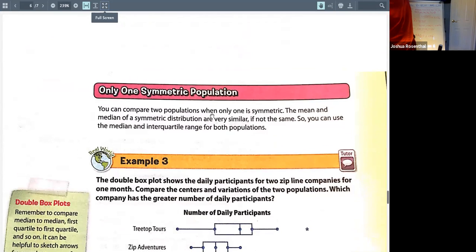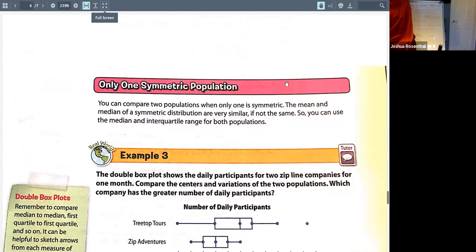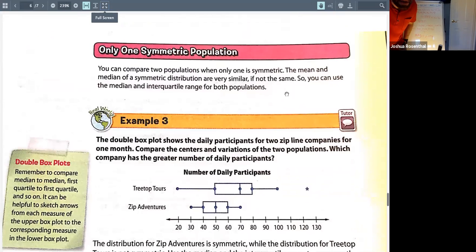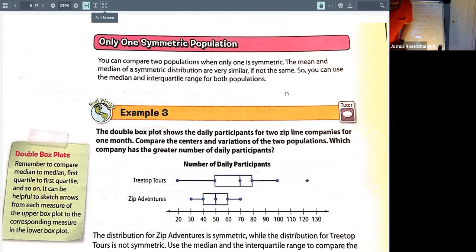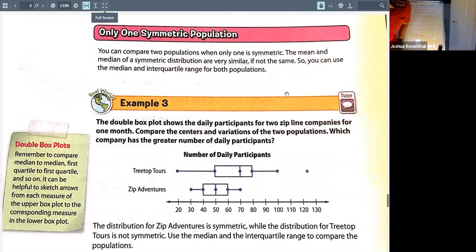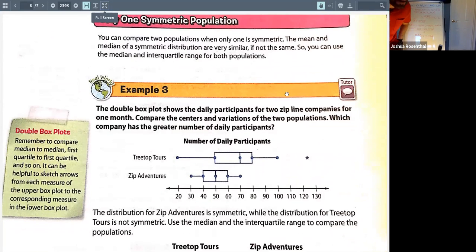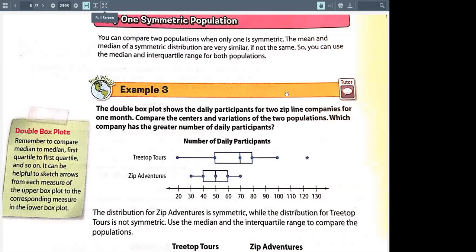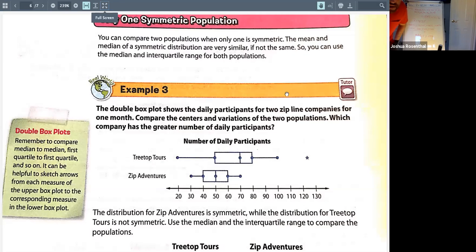All right. Only one symmetric population. So let's see what that's all about. You can compare two populations when only one is symmetric. The mean and median of a symmetric distribution are very similar, if not the same. Which one, by the way, in the picture is symmetric? Treetop Tours or Zip Adventures? Zip. Yeah, it's very symmetric. The whiskers are the same, the median's in the middle. Treetop Tours is not symmetric.